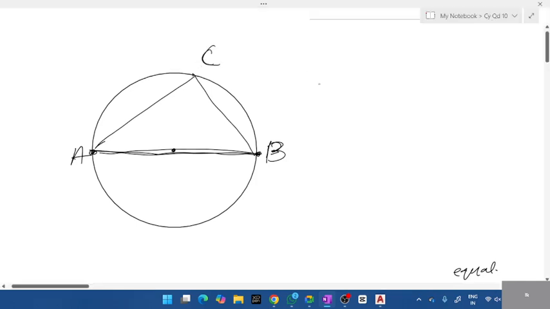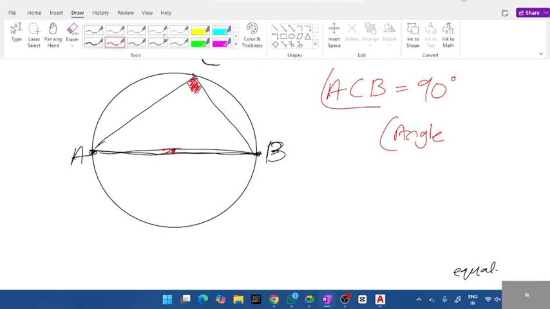Which angle is formed? Angle ACB. So from the diameter, students, remember, if any angle is formed on the circumference, angle ACB will definitely be equal to 90 degree. Will be equal to how much? 90 degree. You have to write the reason: angle formed on semicircle. Isn't it formed on the semicircle? Right? It's formed on the semicircle.